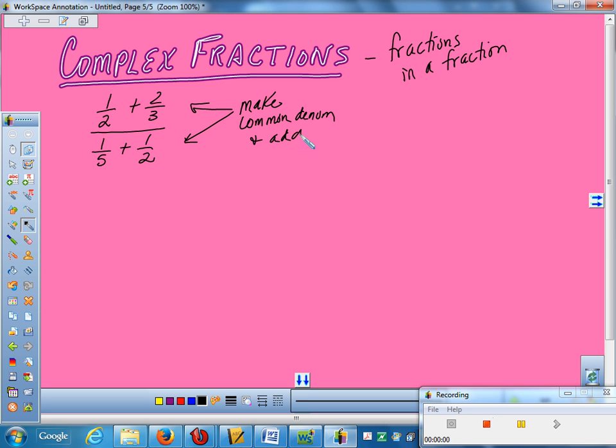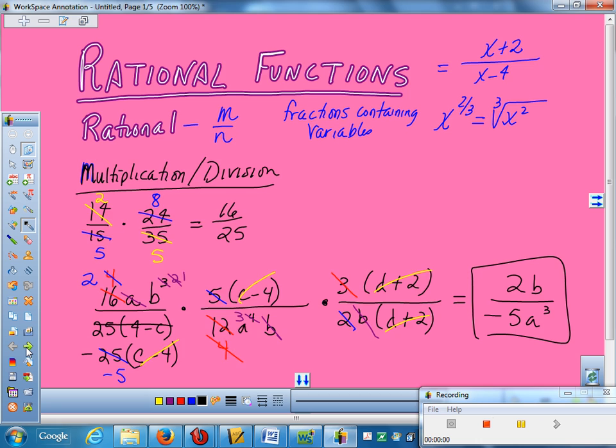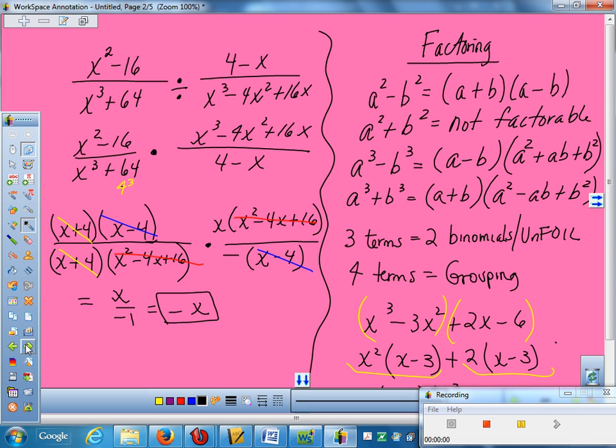Okay, once you got those added together, you'd have a fraction over a fraction. Once you've got it down to one fraction over one fraction, then what are you allowed to do? What did we do before where we had a fraction divided by a fraction? Back it up. You have a fraction divided by a fraction. What'd you all tell me to do? First thing, flip it over, multiply by the reciprocal.